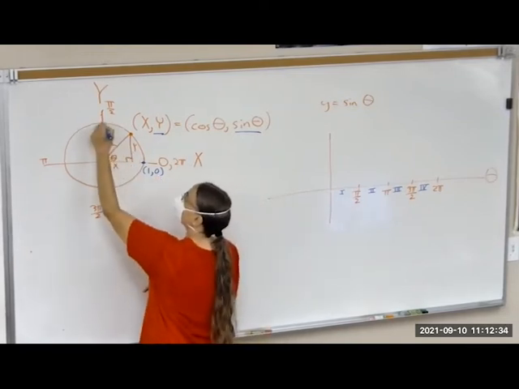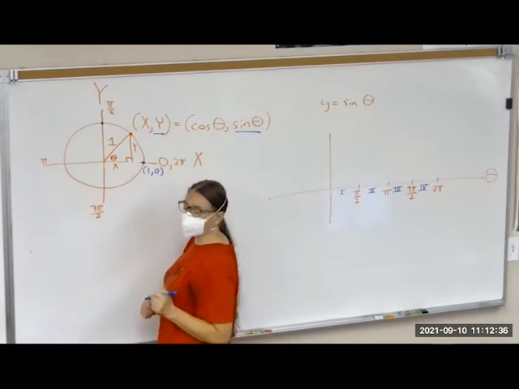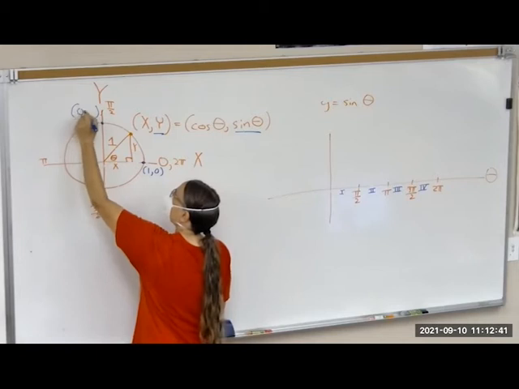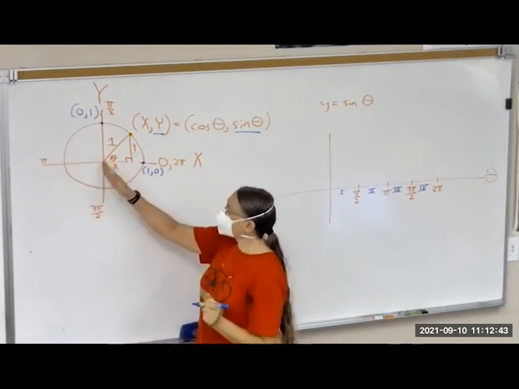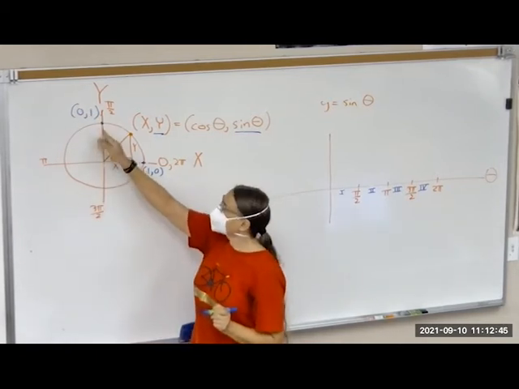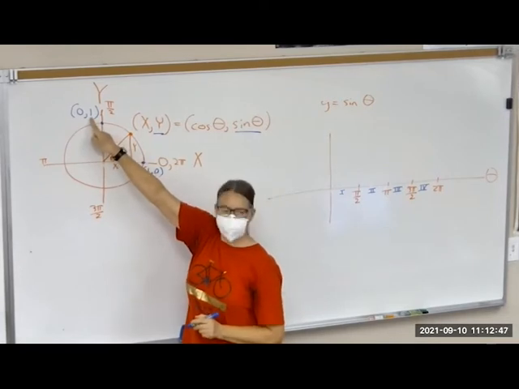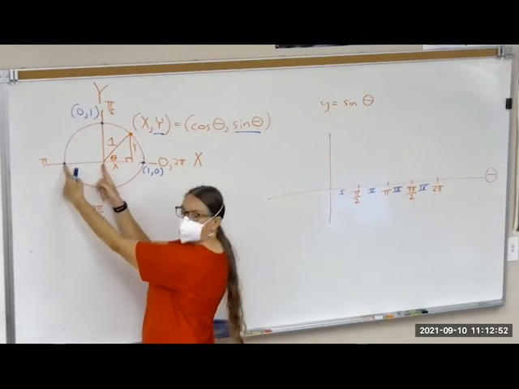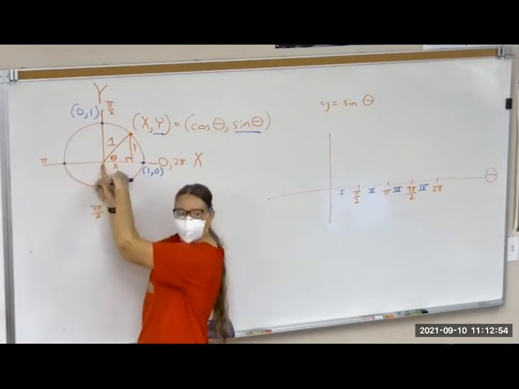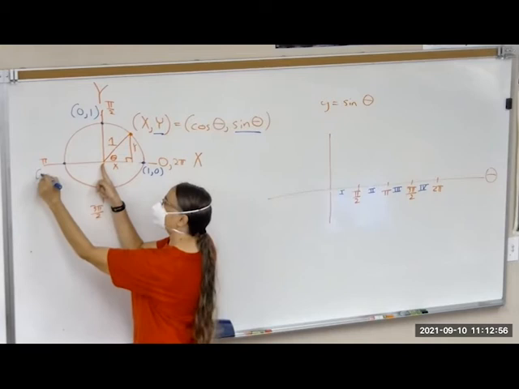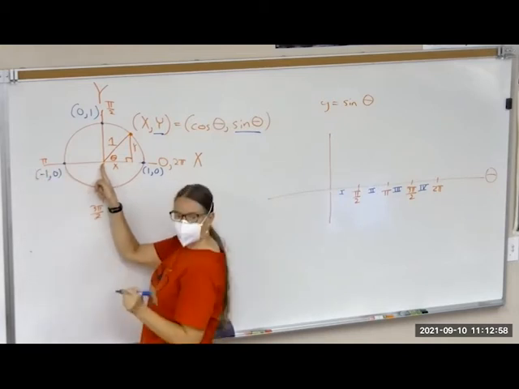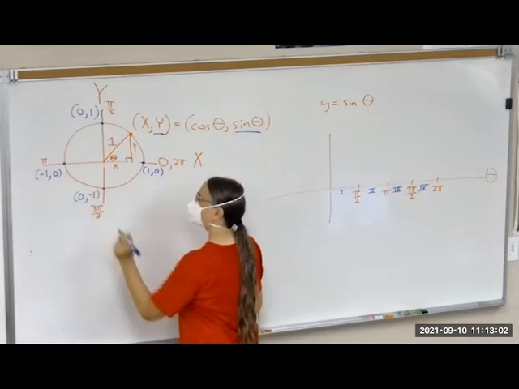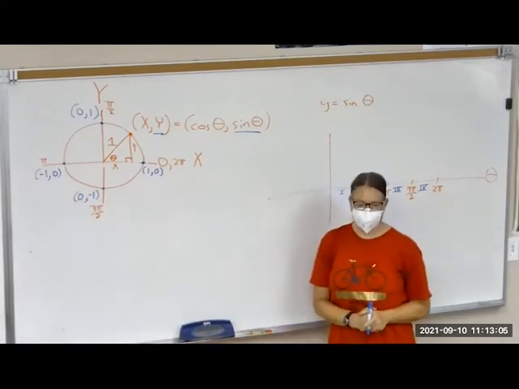Pi over 2 intersects the unit circle here. Again, that's on an axis. I've come 1 up. Since I'm on the y-axis, x is 0, but I've come 1 up. This point here, I know that this distance is 1, but I can see I've gone to the left this time. So that's going to be the point -1, 0. And then this point here is 0, -1.